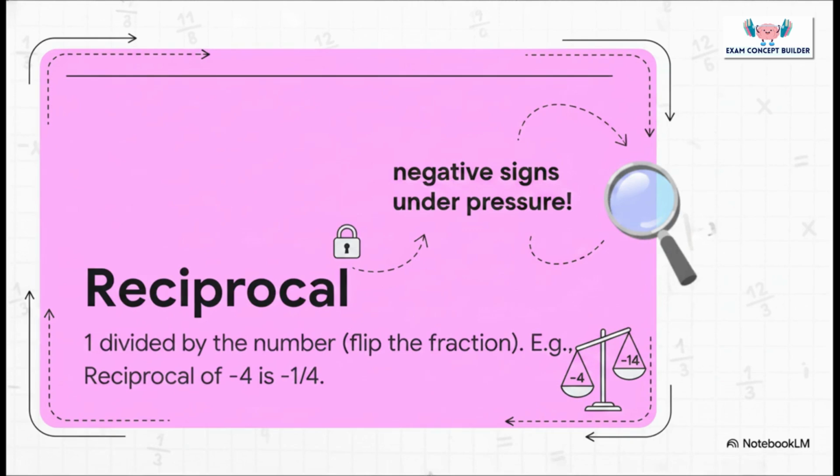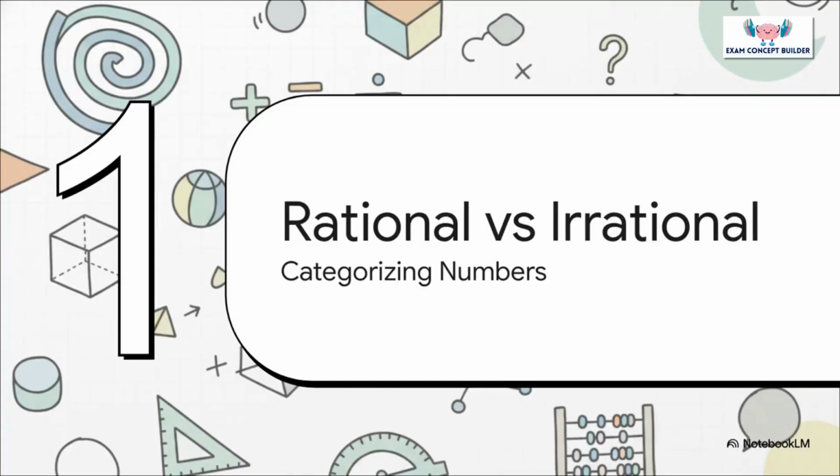But here is the classic trap. Take -4, for instance. The reciprocal of -4 is -1 over 4. Notice something? When you flip the fraction, the negative sign stays exactly where it is. Please do not lose your negative signs when you're rushing under pressure. Almost at the finish line.